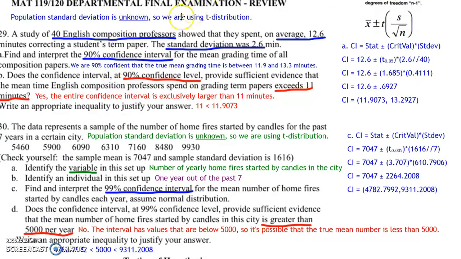Moving along to the next page, question number 29, it gives us another confidence interval to calculate, and this confidence interval can be calculated in the same way that we did before. Put it into the calculator, into that same screen, into stat tests, t interval, and you're able to get these numbers very easily. Then it asks whether the grading time exceeds 11 minutes. Every number here in the confidence interval is above 11 minutes, so yes, we're confident in that.